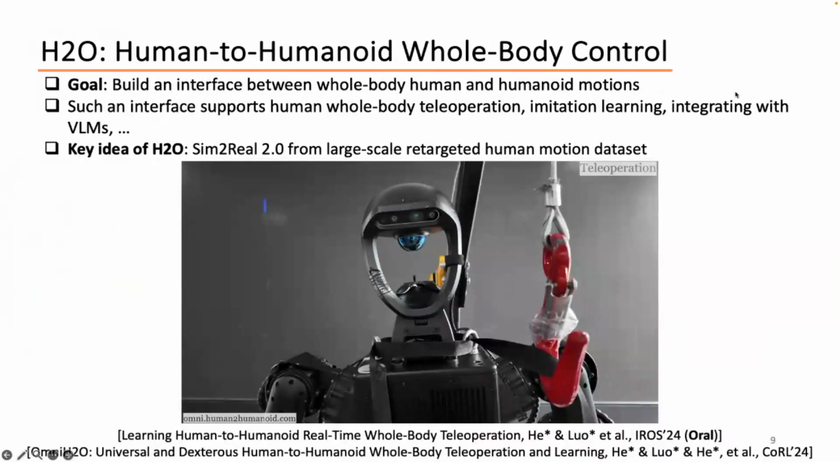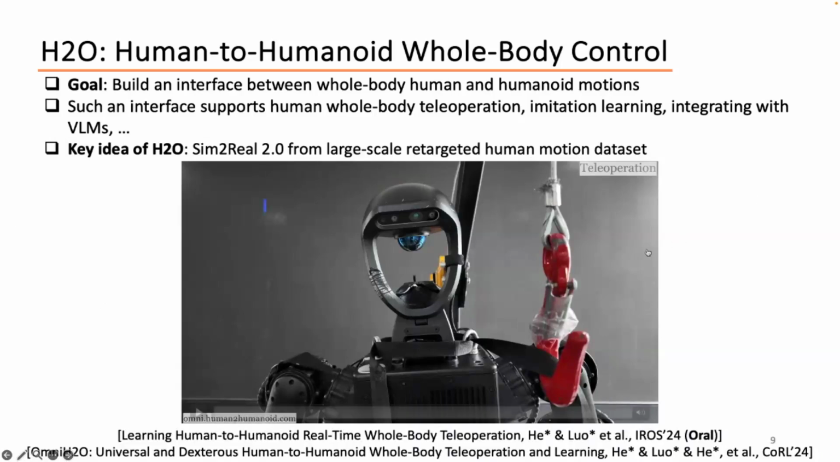So the goal of this work is we want to build an interface between whole body human and humanoid motion. So we want to translate from human motion to humanoid motions, right? And once we have this interface, we want to do a lot of things. First, we can do whole body teleoperation because we can translate human to humanoid in real time. And we can do imitation learning, and we can integrate this interface with foundation models like VLMs. So the key idea of H2O is exactly the Sim2Real 2.0 I just described, from a large-scale retargeted human motion dataset.